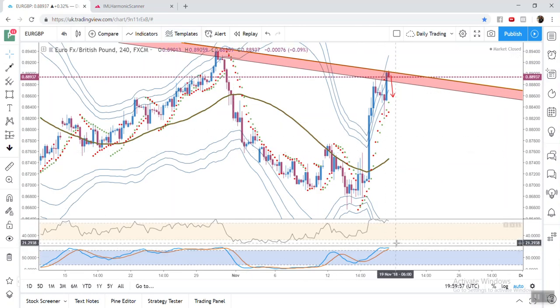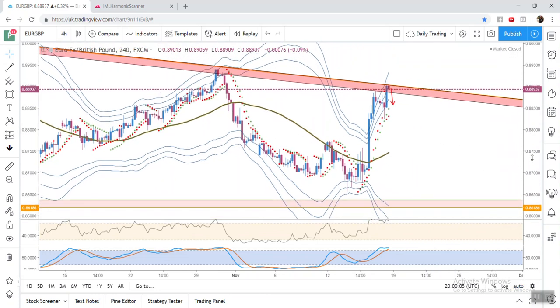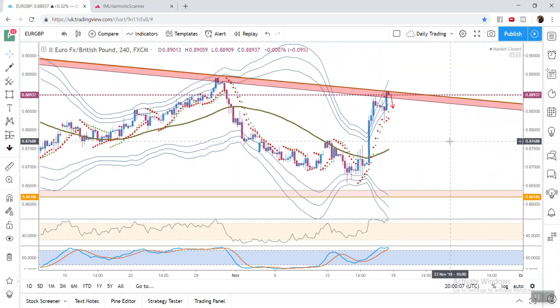So we can see if we have them separate, it's just beginning to turn. The RSI has already started to turn, so looking good, but obviously we don't know where the market will open tomorrow evening.